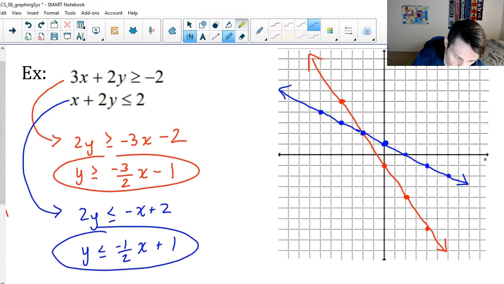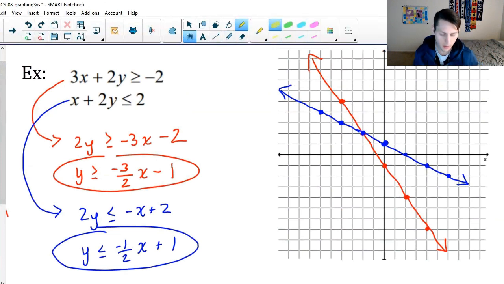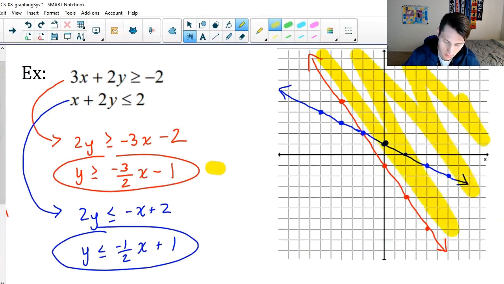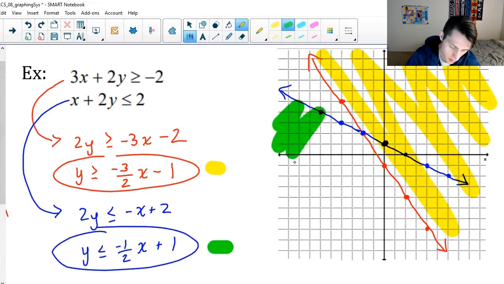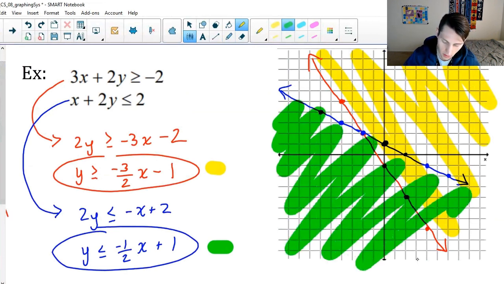Okay, so I'll do my double shading at first again, just to illustrate. Y greater than or equal to, so we want the stuff that is above the red line. So this is all the area that's above the red line. And then less than or equal to negative 1/2 x plus 1. Since it's less than or equal to, I want the stuff that is below the blue line. So that would be all this.